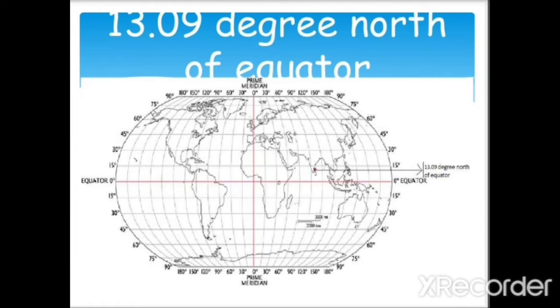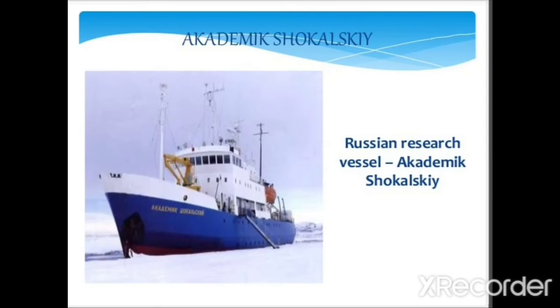We have read in the chapter that the writer began the journey from 30.0 degrees north of the equator. So you can see here in the globe the peak of India from where the writer started her journey. The writer undertook the journey in a Russian ship named Academic Shokalsky. So here is a beautiful picture of the ship.